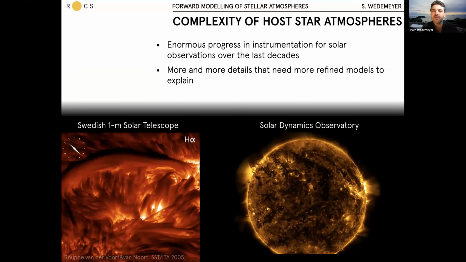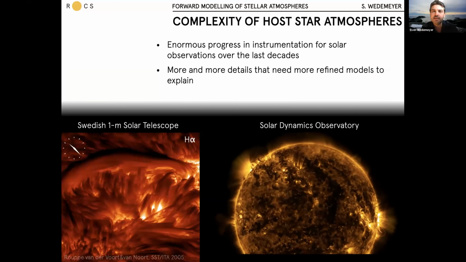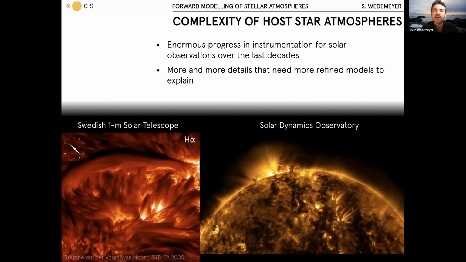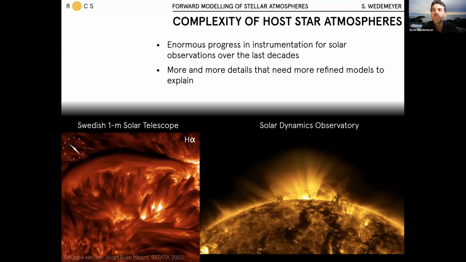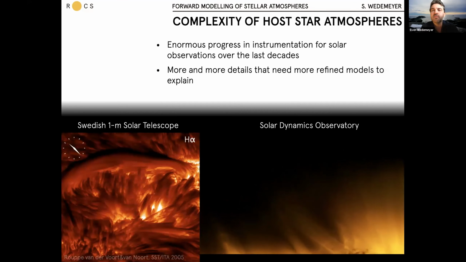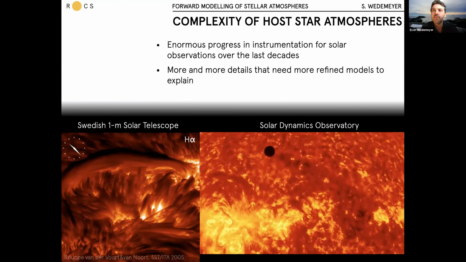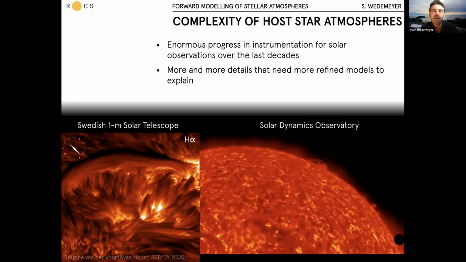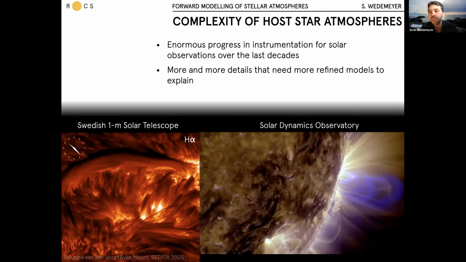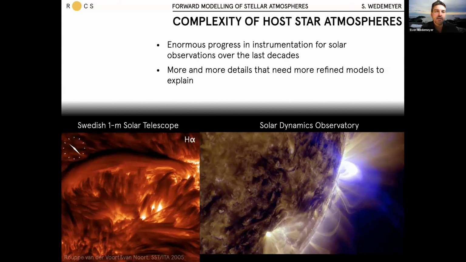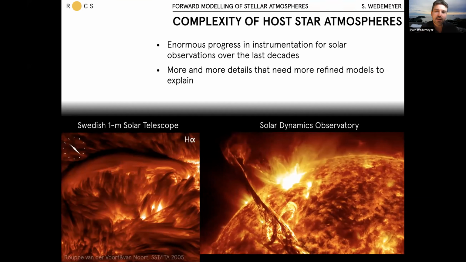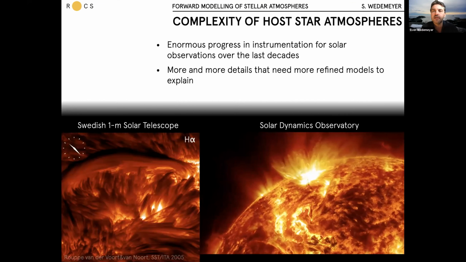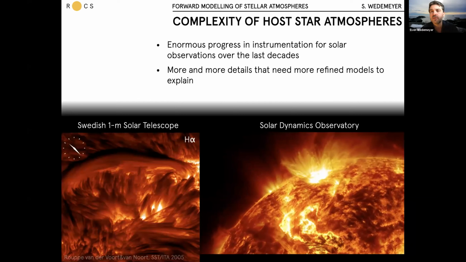Because what happened, obviously, is that we have seen enormous progress in instrumentation for solar observations over the last decades, so that we get more and more data, and we see more and more dynamics and phenomena going on at very small spatial scales, and the models need to catch up and explain all of that. So you see here the movie, which is not moving, on the left side, which is also very dynamic, from a 1 meter telescope, ground-based, and of course on the right-hand side you see the Solar Dynamics Observatory data.